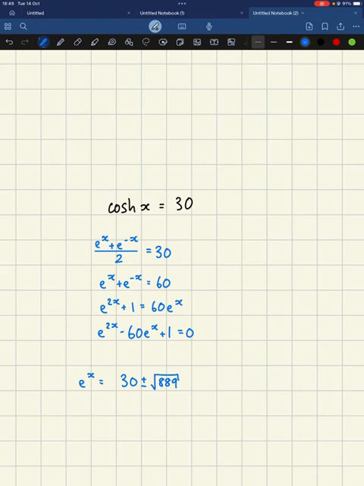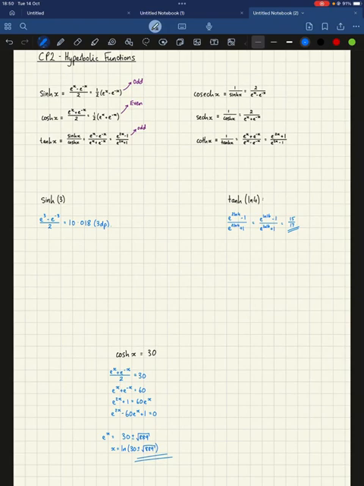Well, if we just check what root 889 is, that is about 29, so we can have 30 minus root 889 because, well, we know exponentials can never be negative. Well, 30 minus root 889 will be just less than 1, so it would be fine. So e to the x is equal to this, so we can say that x is equal to ln of 30 plus or minus root 889. These are our solutions. So this is basically how to use the hyperbolic functions to solve basic equations or find basic answers.